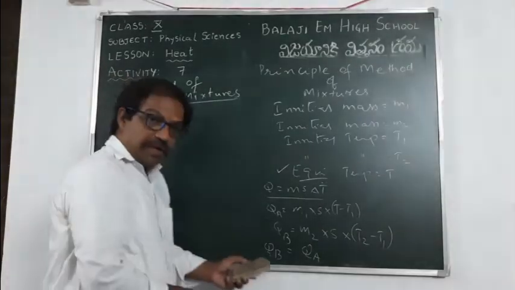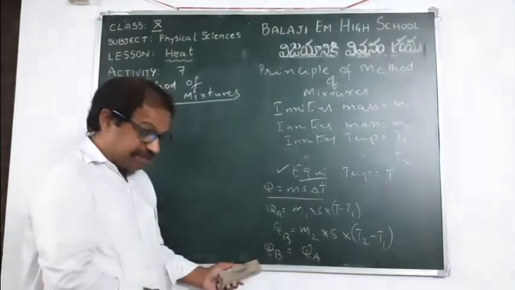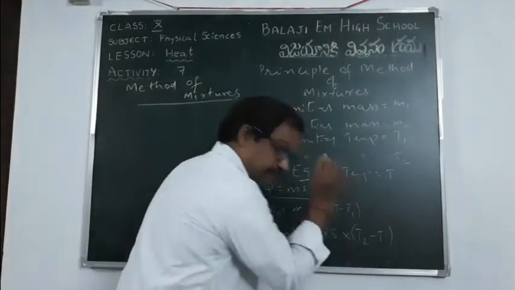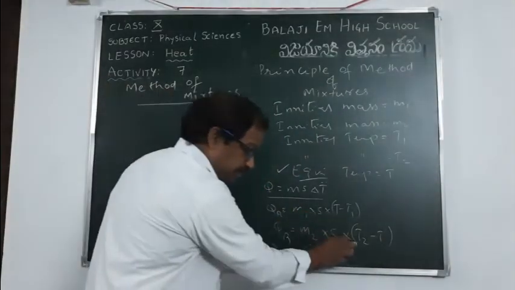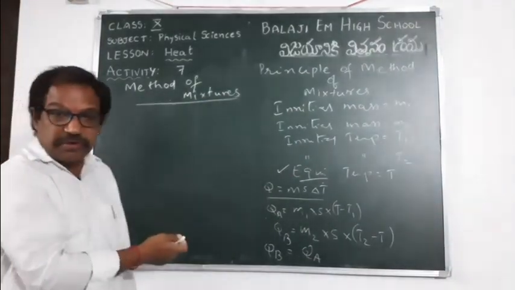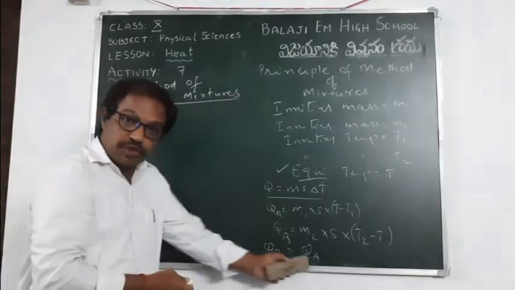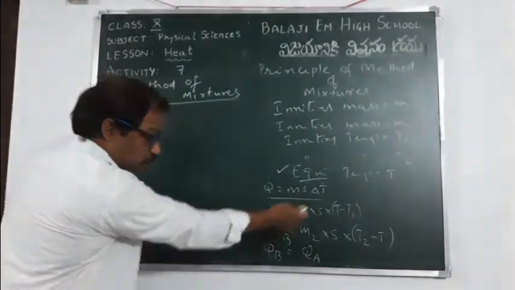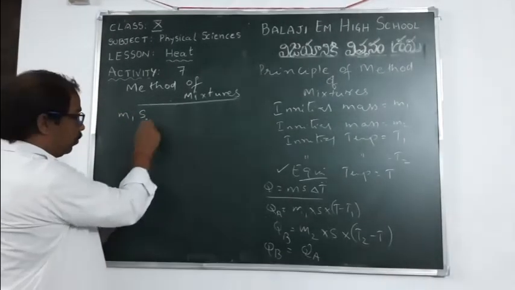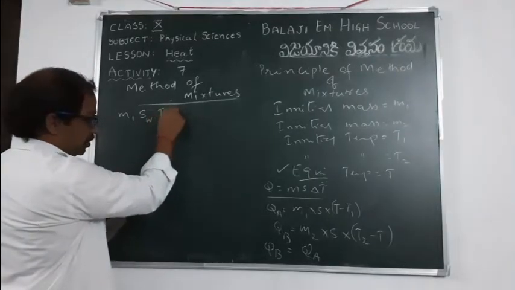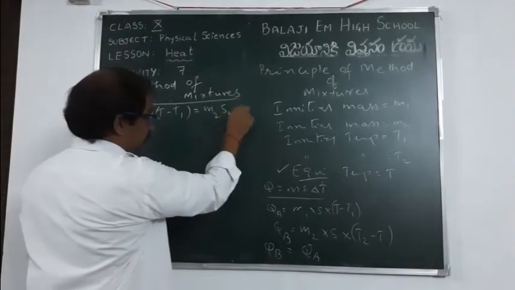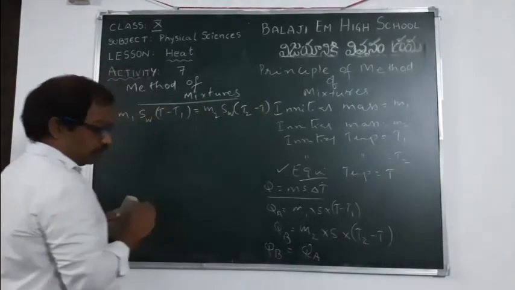So B loses the heat and A gains the heat, so they attain an equilibrium temperature. So it is not T1, it is T. Here the temperature changes are T2 and T. Now in the method of mixtures, net heat lost is equal to net heat gain. That means these two must be equal. So M1 SW (T minus T1) must be equal to M2 SW (T2 minus T), where SW is the specific heat of water.